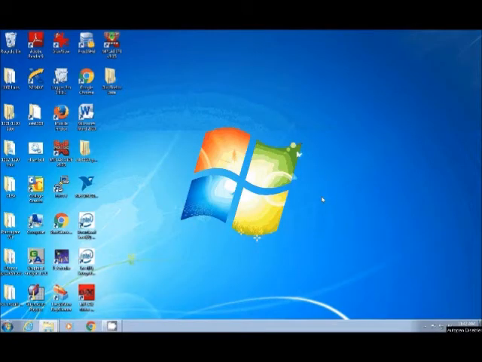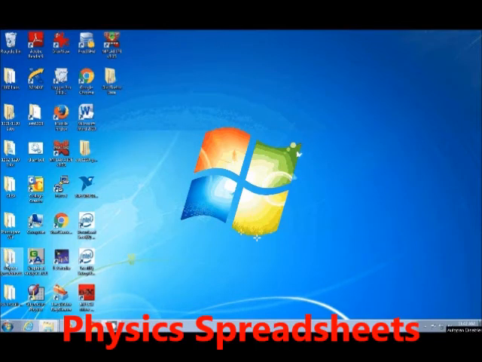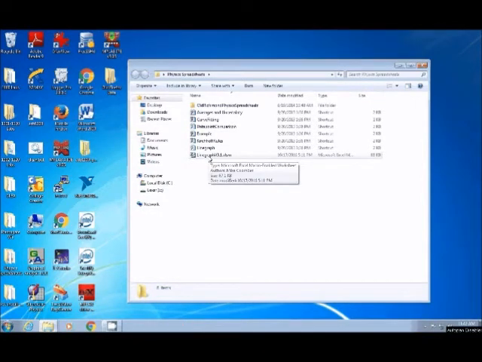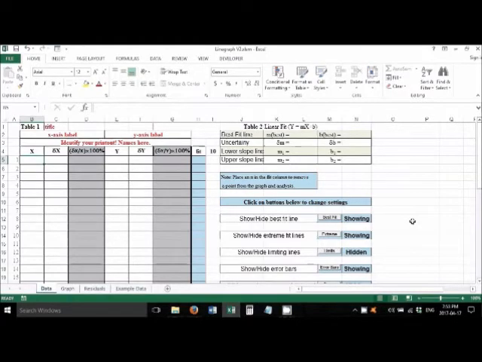To find the line graph program, look around on your desktop for a folder that says Physics Spreadsheets, and double-click that to open it up, and then open the most recent version of line graph that you find in there. Now there's a few different versions of line graph in the labs, so depending on which one you've opened up, it could look fancier than this or it might look simpler.